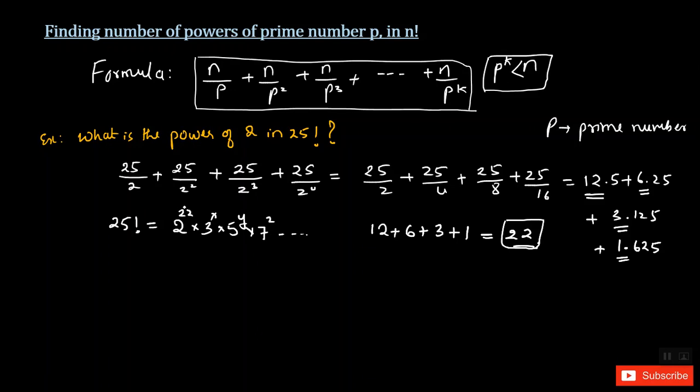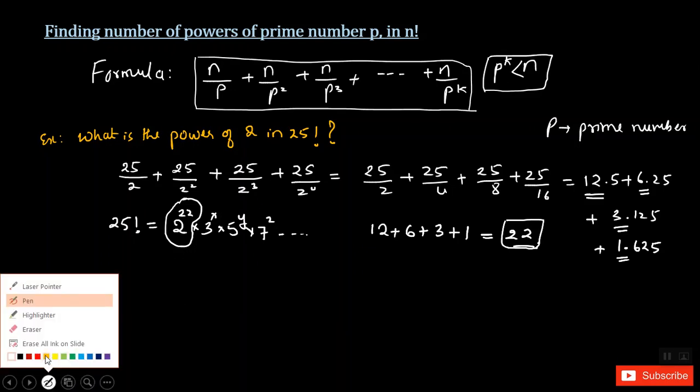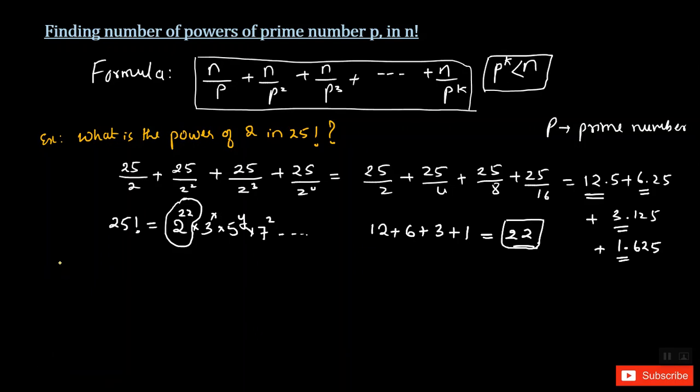Because the question was about the power of 2 in 25 factorial, we just found that. If they ask you the power of 3 in the same 25 factorial, you can do it in the same way, just replacing 2 with 3. Let me repeat the same for 3, taking the same example.